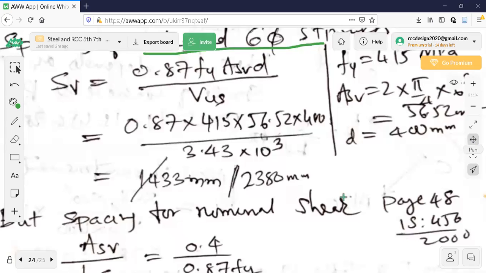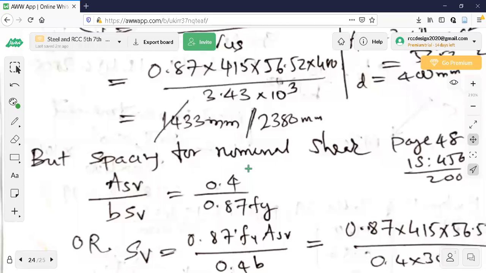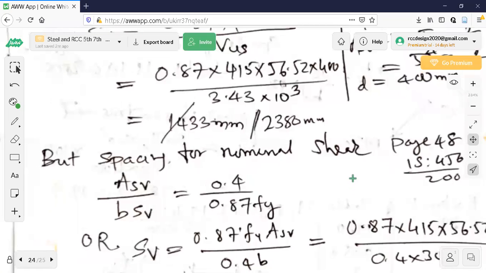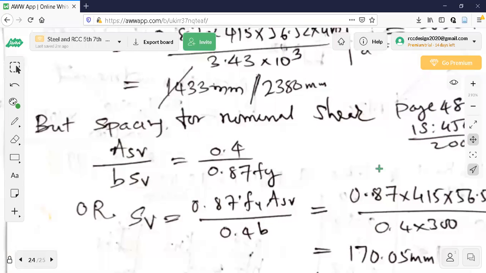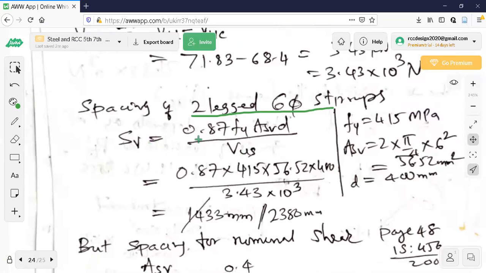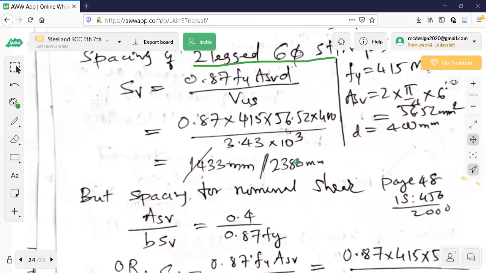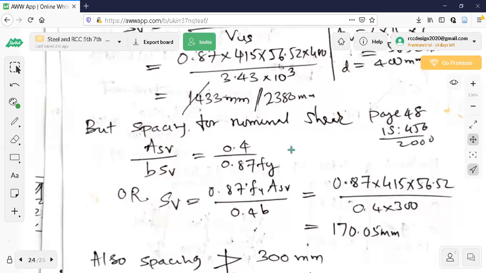Anyway, this is not used. Now again check it. But spacing for nominal shear should not be more than whatever this formula is giving. Where is this formula again? Page number 48. Now what we have done here is using this SV, VUS is equal to all this from page 73. I have found out the spacing. I cannot use this one directly. I should check for one more formula. It should not be more than this. Using this formula, you calculate SV.